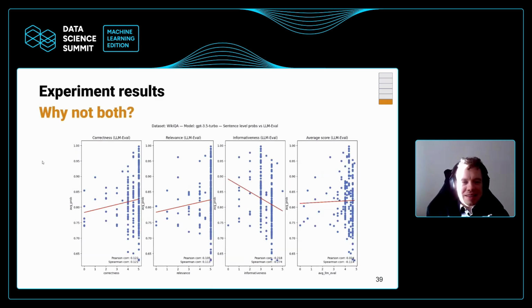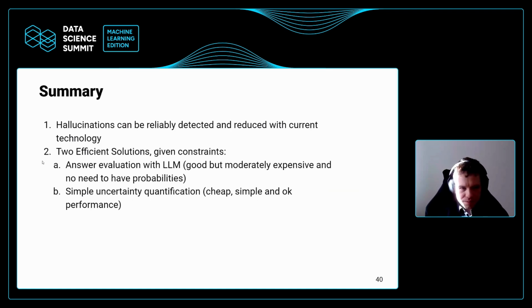And then the last thing, which is maybe the most interesting, is why not use both at the same time? Here, I'm looking at the correlation between LLM evaluation and the sentence level probabilities, for the same data set. And again, we see that they are basically not correlated at all, which means that using both in some way can potentially help us capture hallucinations better than just using one or the other approach.